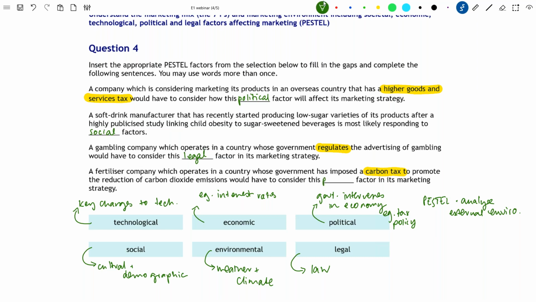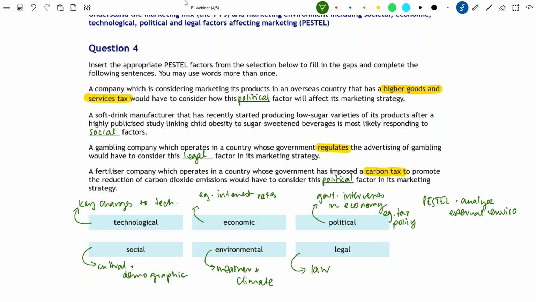And we can see we've got 2 political answers in here, but that's okay. Remember, you can, if you've got this type of question, use your answers more than once. Don't think that because you've got lots of different answers here that you have to use a different one each time. If the question says you can use the words more than once, there's a good chance they might use it more than once.